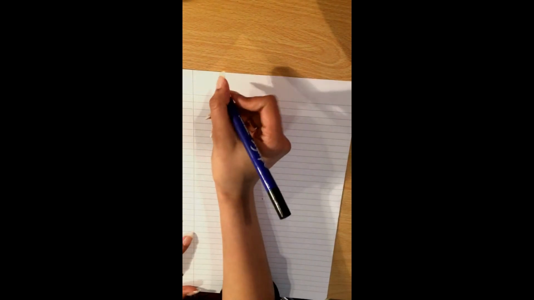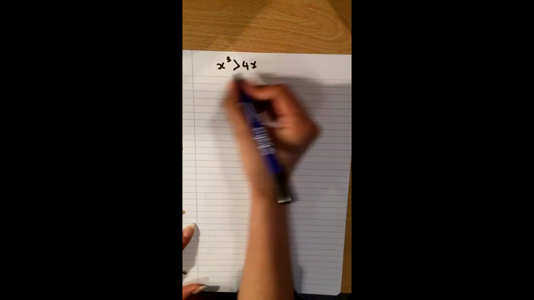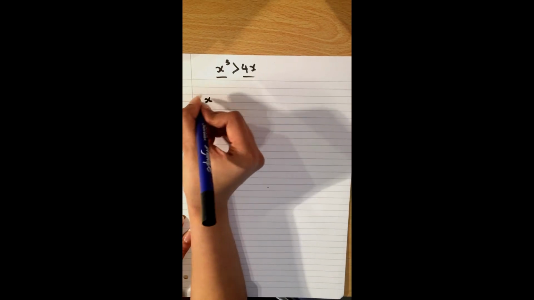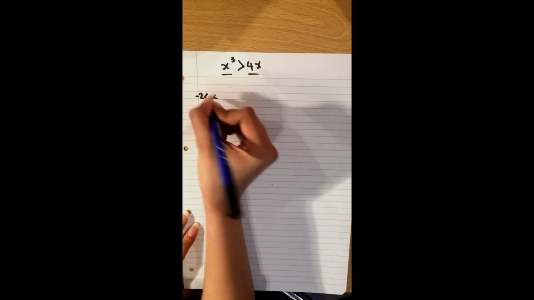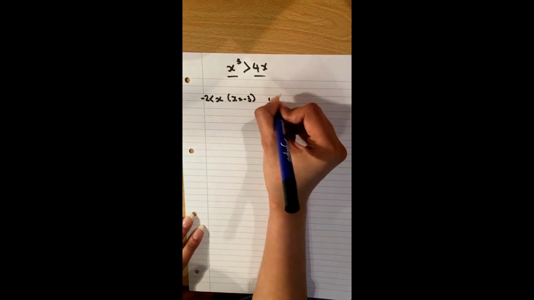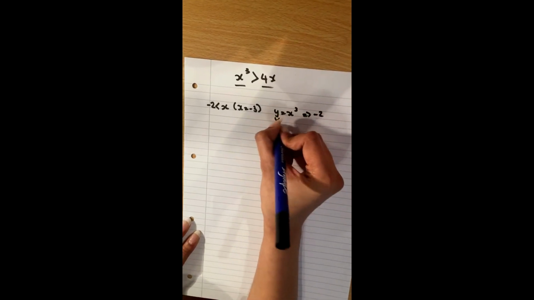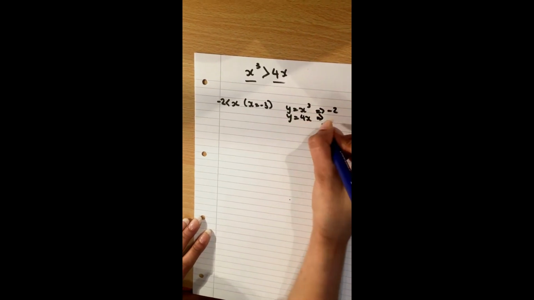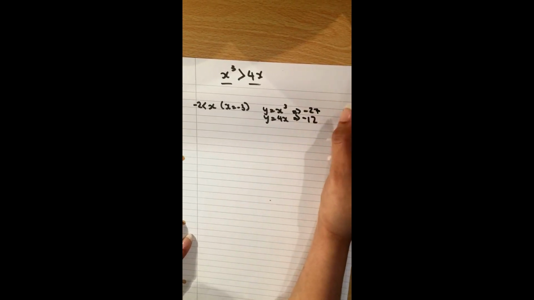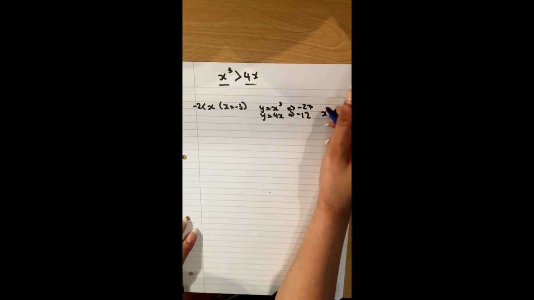So we have our two equations. The question was x cubed greater than 4x. So our two equations are y equals x cubed and y equals 4x. So in the region where x is less than minus 2, for example x equals minus 3, y equals x cubed will give us minus 27, y equals 4x will give us minus 12, sorry. So then we get x cubed is less than 4x.